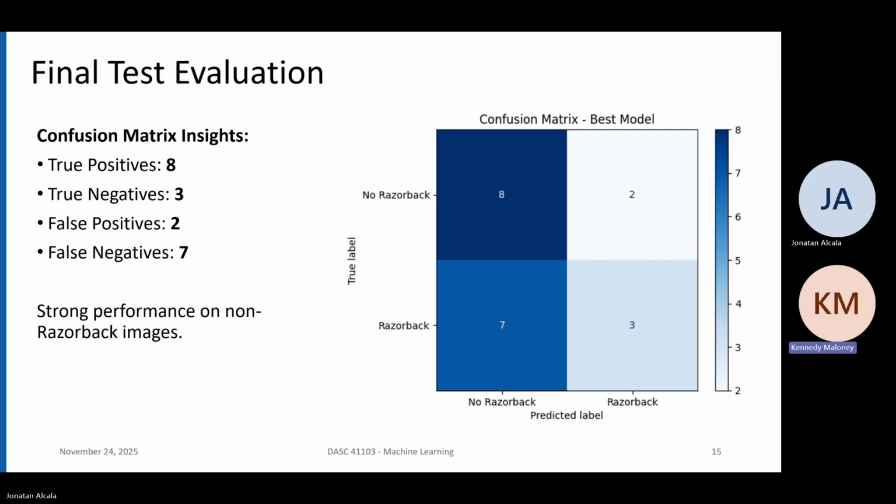So the final evaluation of it all was the confusion matrix. This is where we see some of that underfitting. True positives, 8. So things that weren't Razorbacks, 8. True negatives, 3. False positives, 2. False negatives, 7. It has strong performance on the non-Razorback images, where I would like for the model to improve in the future is on its classification of Razorbacks.